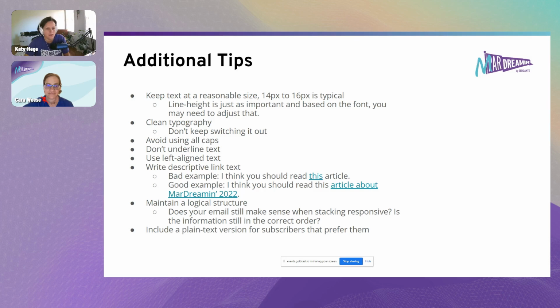Do clean typography. I can't tell you how many times I've seen, I'm going to pick on the sales team, sales guys just do bold, exclamation, changing out fonts, changing out colors. Keep it consistent. Keep it clean. Don't keep switching it out. Avoid using all caps. You kind of lose the whole purpose of it if you shout out the whole message. Don't underline text. You get confused. Is that a link or is it just underlined text? I mean, I always click an underlined text thinking that's a link.